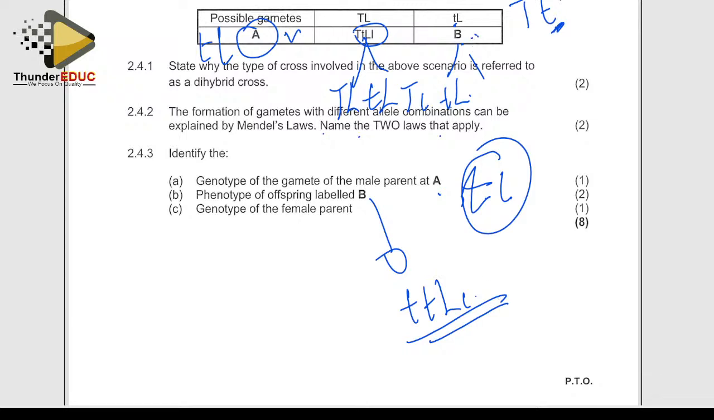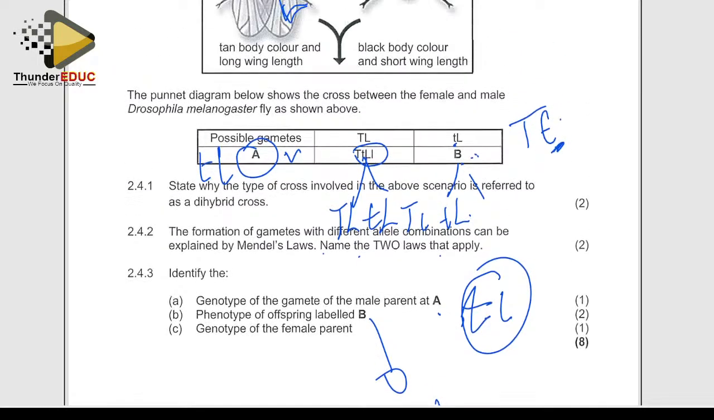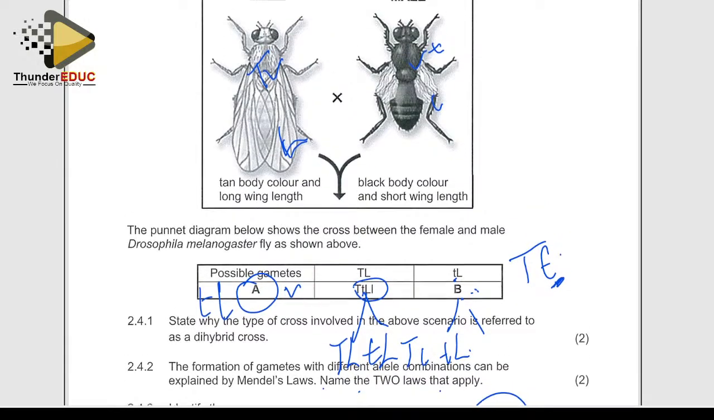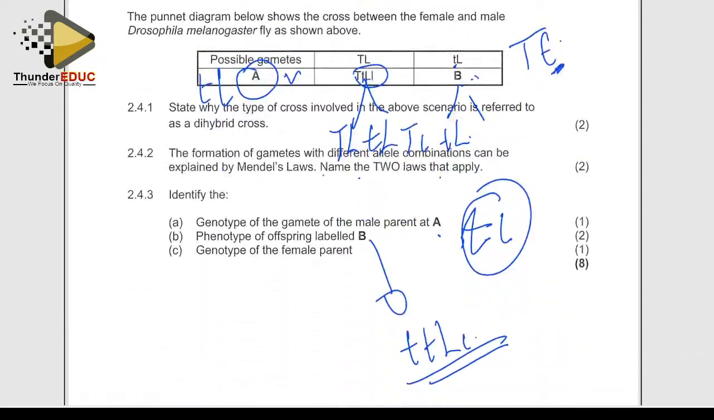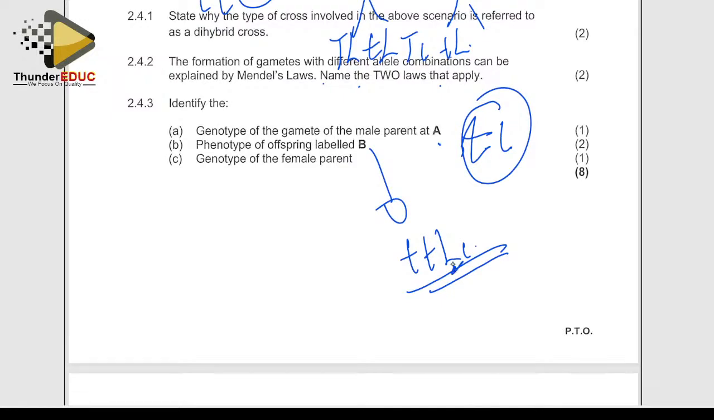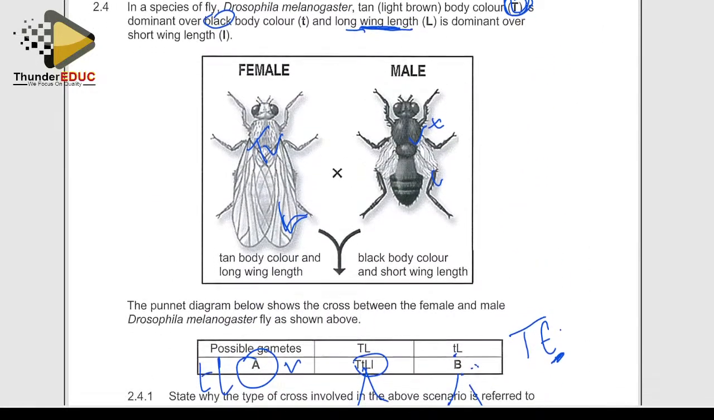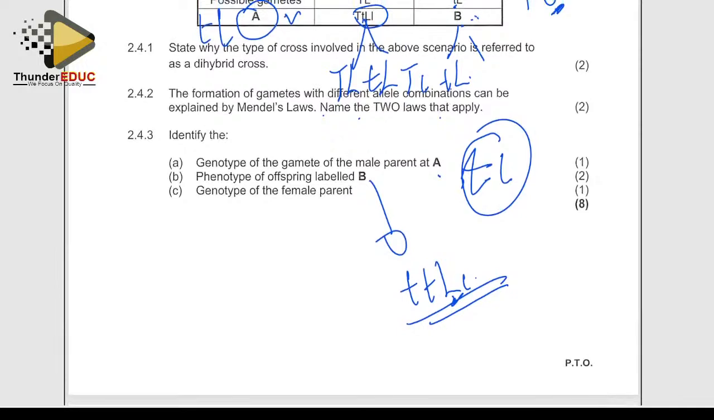They want the phenotype, not the genotype. Since they want the phenotype, it means that the small letter is going to be black, and long, because the capital letter is there, the dominance is there. Long wings. Black and long wings.